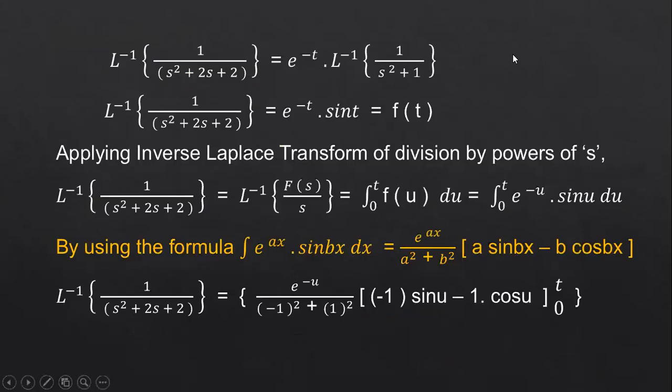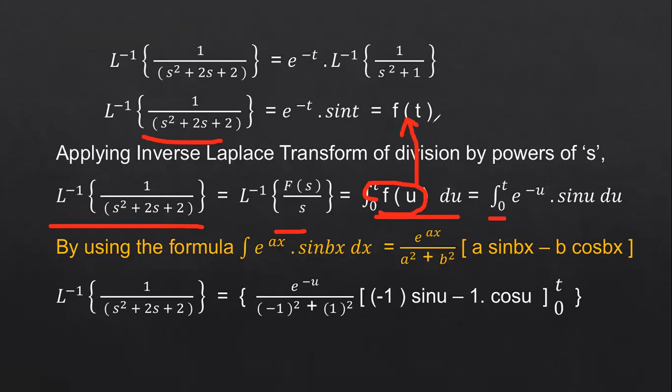After simplifying this, you get e power minus t into sine t. That is your f of t. So now what we have to do? You have to apply the inverse Laplace transform using the division by powers of s method. So Laplace inverse of f of s by s is equal to integral from 0 to t of f of u du. What is f of u? f of u is nothing but your f of t, only we are changing the variable here. So f of u is equal to e power minus u into sine u, into du.